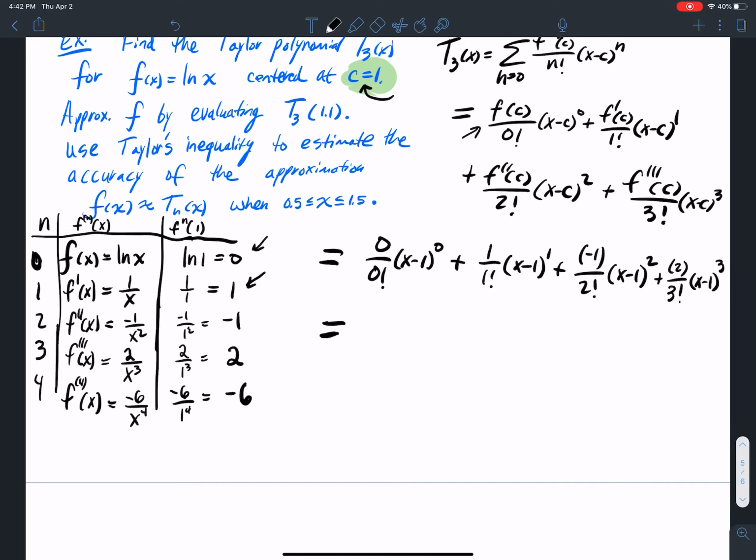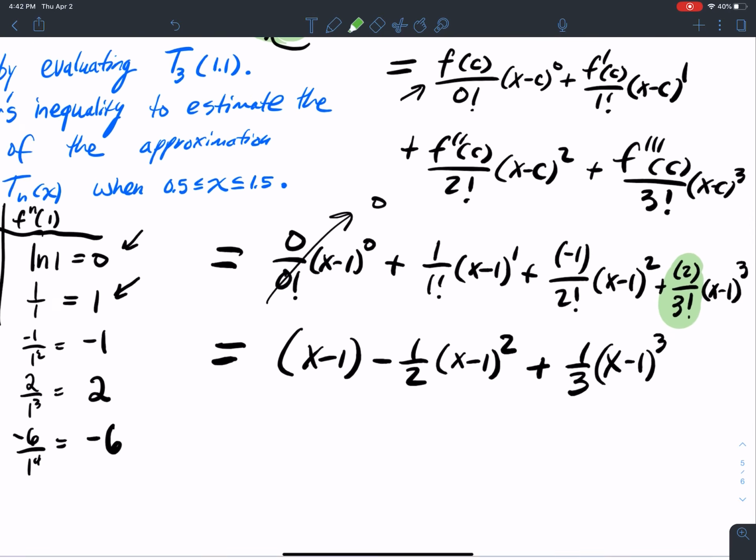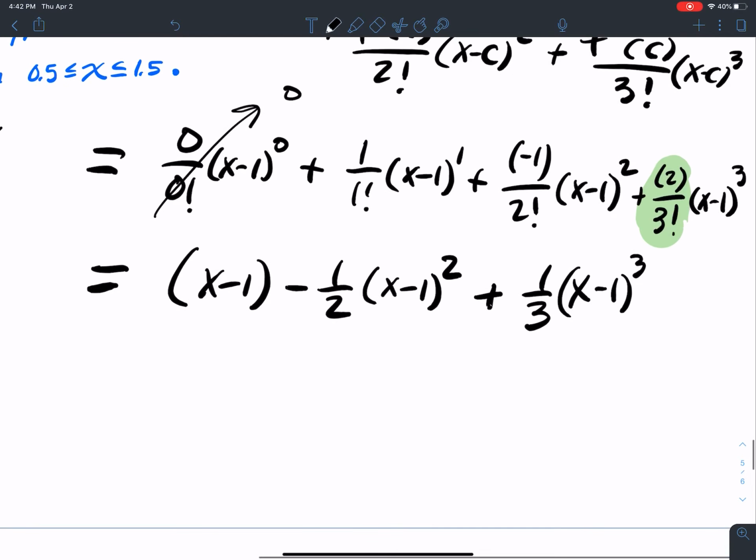This simplifies. The first term goes to 0. The next term looks like x minus 1. The next term looks like minus 1/2 times x minus 1 squared. And the last term is 1/3 times x minus 1 cubed. How did I get the third here? Well, I used algebra to simplify. This is 2 over 3 times 2 times 1. The 2's cancel, and I get the 1/3.